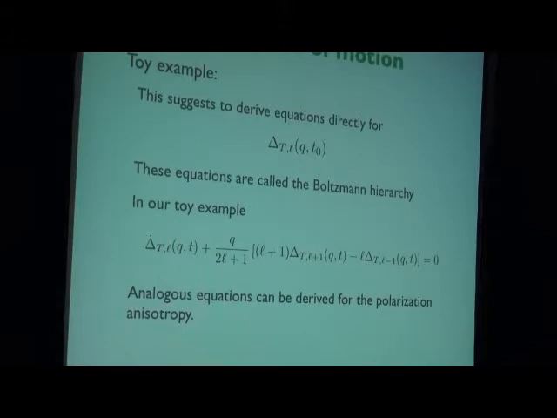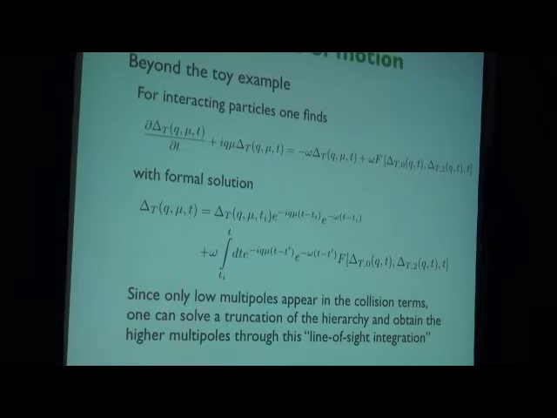Now, in this case, as I said, it's maybe a bit of overkill, but it's useful for our photons. The same kind of equation looks the same, and you can define it for the polarization anisotropy. So does this make sense? This is the origin, basically, of the Boltzmann hierarchy in this case. And now we try to generalize it in various ways.